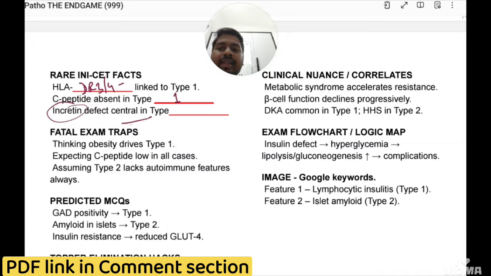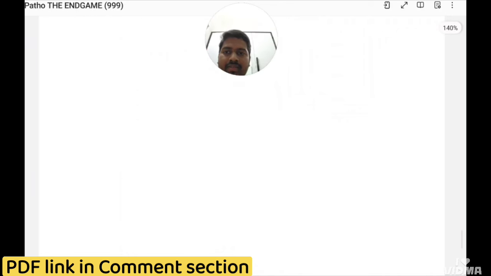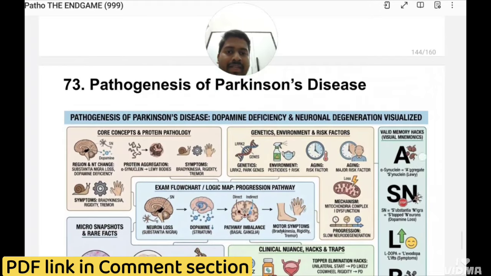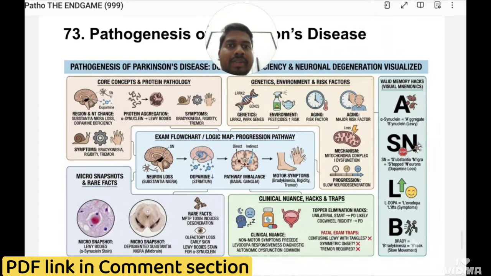Incretin defect is seen in type 2 diabetes. Okay, it is not for type 1. Type 2, I told, incretins are GLP and GIP. Okay, so we'll go to the next, Parkinson disease, a very important topic.